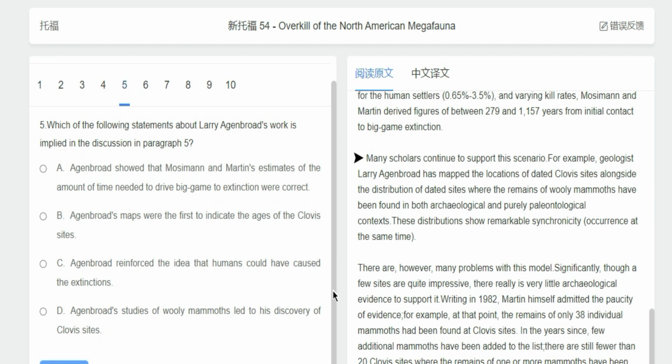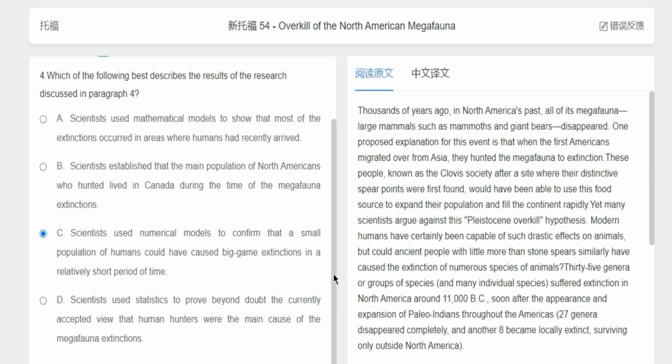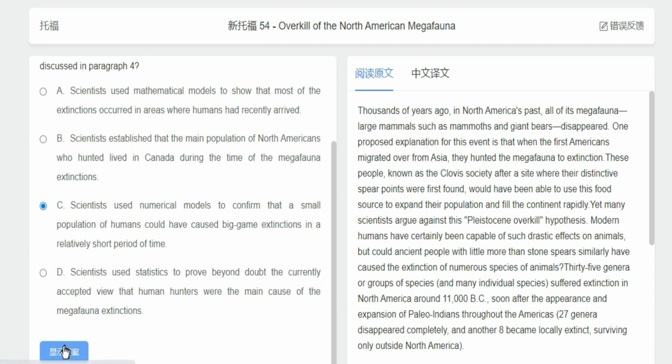Also, the first is too strong of a word. Always be suspicious of non-qualifying absolute type of words. C, reinforce means support or confirm. Again, could have. This is careful writing. So C is a good choice. D is no. So C is the answer. Careful writing using qualifiers. You got to know that.